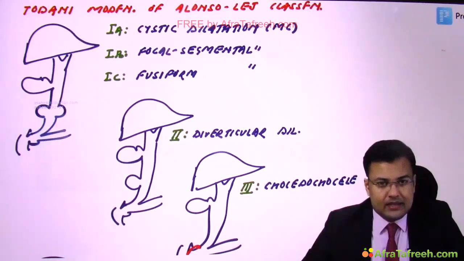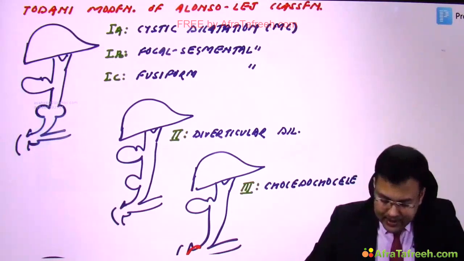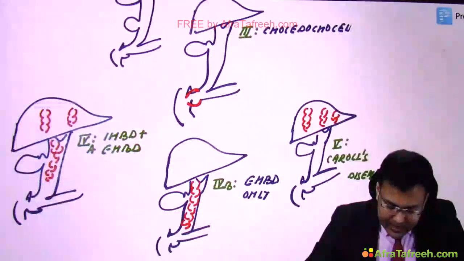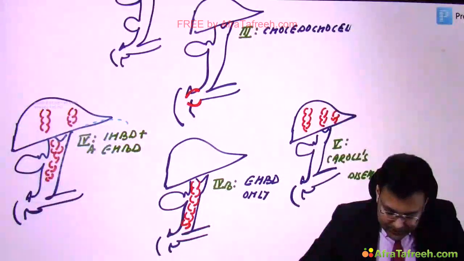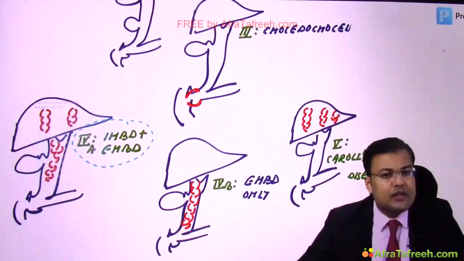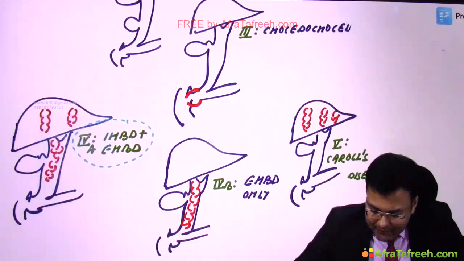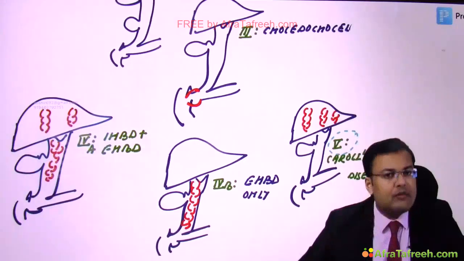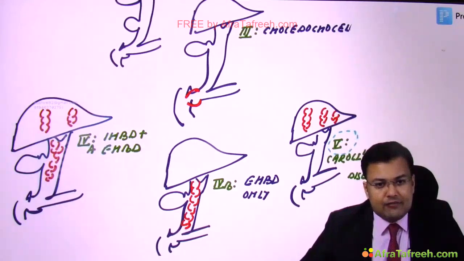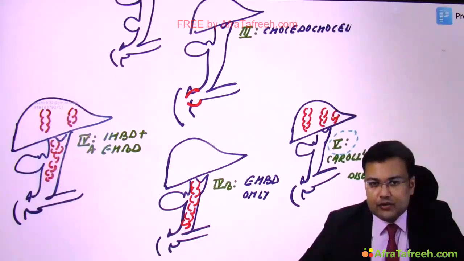It's liver transplantation. If you see the 5 types, in type 4A there is involvement of the intrahepatic bile duct, and in type 5 there is involvement of the intrahepatic bile duct. So in type 4A and 5, what is the treatment of choice? It's liver transplantation. Simple.